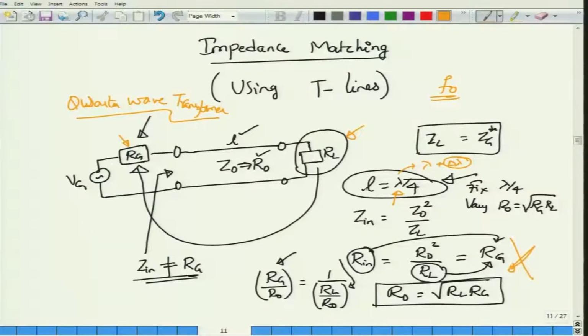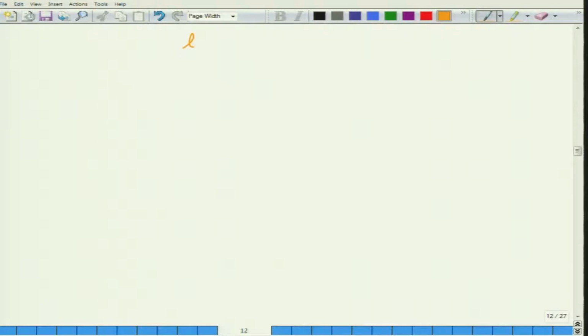In case your L happens to be some L plus delta L, where you go beyond the design lambda by 4 wavelength, how badly would your system suffer? You can actually calculate that. There is a small calculation involved, but I am going to skip it and show you graphically what happens. Corresponding to a length L equal to lambda by 4 will be a certain frequency f0, because lambda is related to frequency.